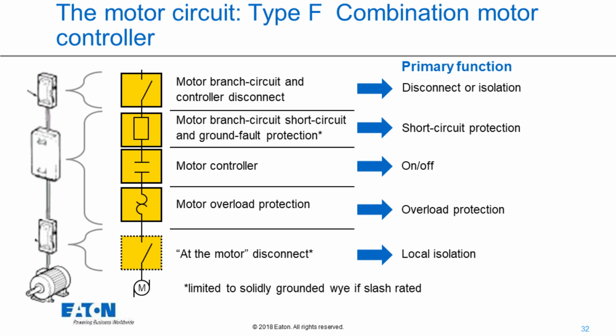And here's our motor circuit for the Type F combination motor controller. Provides the motor branch circuit and motor controller disconnect, motor branch circuit and short circuit ground fault protection, motor controller on-off function, motor overload protection, and at the motor disconnect.